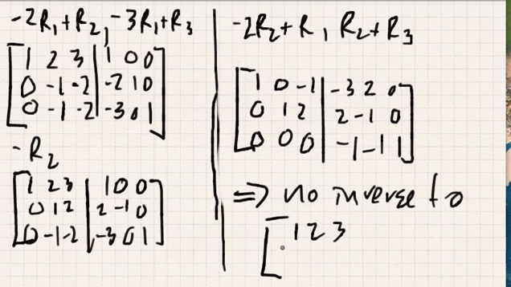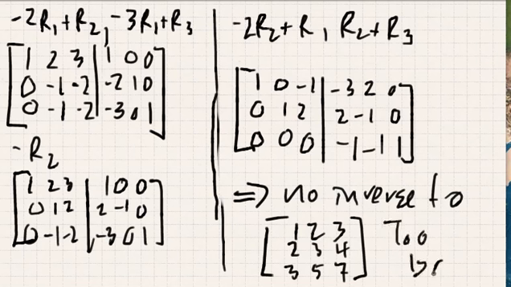1, 2, 3, 4, excuse me. That was supposed to be 2, 3, 4, 3, 5, 7. It's just what it is. Too bad. Life does that to us sometimes.